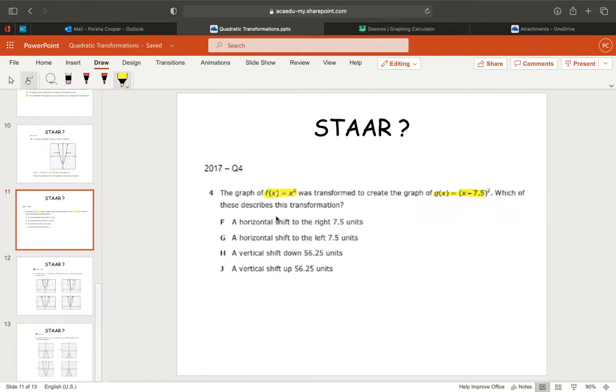So I'm going to look at my answer choices. This says right, left, down, and up. And so we know from our notes that we are looking for something that is going to push the graph to the right. So this would be answer choice F. Very simple question. This could also easily be seen if we use our calculator.